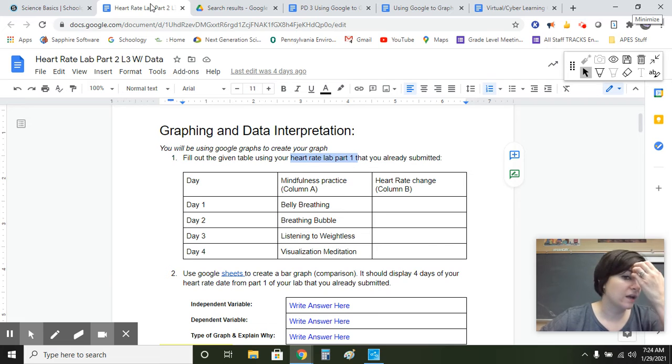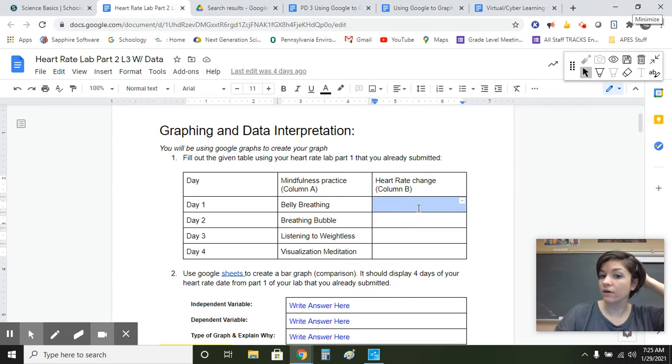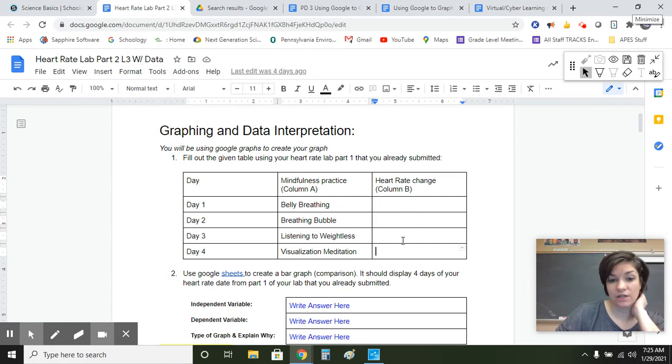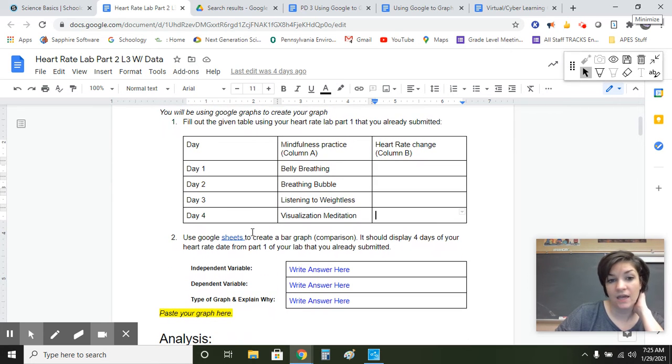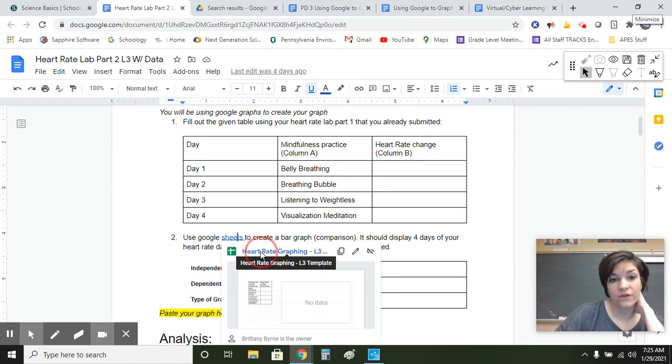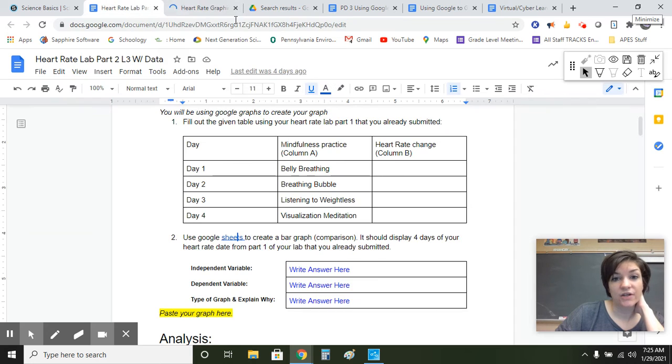You might need to do that. All right, but anyway, so you're going to grab your data and look at day 1, we did belly breathing. What was my heart rate change? How much did it change by? Okay. Day 2, how much did it change by? Listening to waitlist, how much did it change by? Visualization, how much did it change by?